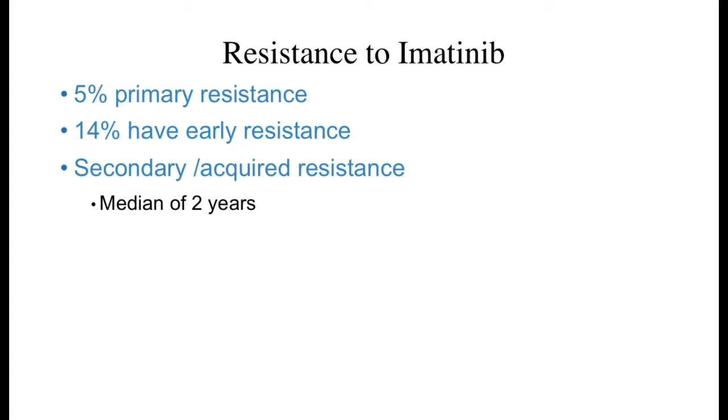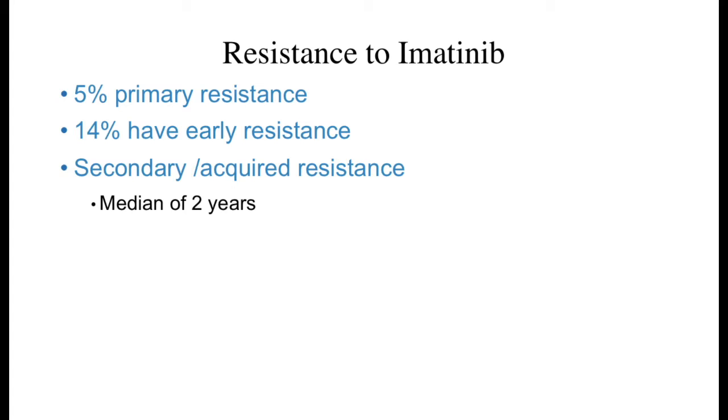I'll talk a little bit more about it in the mutation talk, but people can be resistant upfront to Gleevec. It's only about 5% of people, and about 14–15% of people have early resistance, and some people eventually go on to get what are called secondary mutations or acquired resistance.